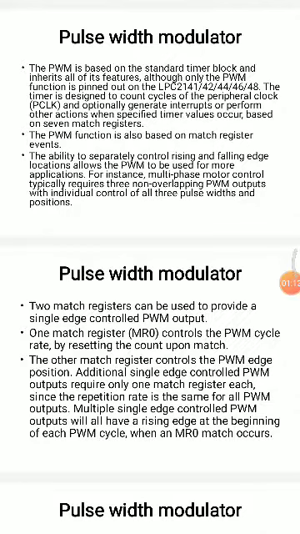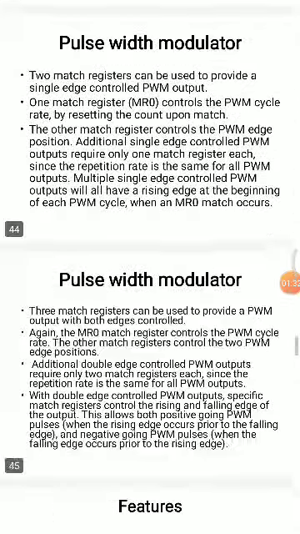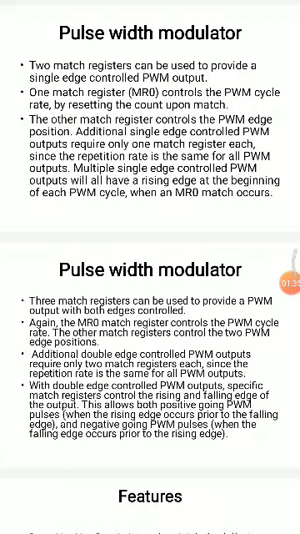Additional single edge controlled pulse width modulation outputs require only one match register each, since the repetition rate is the same for all the pulse width modulation outputs. So multiple single edge controlled pulse width modulation outputs will have a rising edge at the beginning of the pulse width modulation cycle when the MR0 match occurs. The next one is the double edge controlled pulse width modulation.